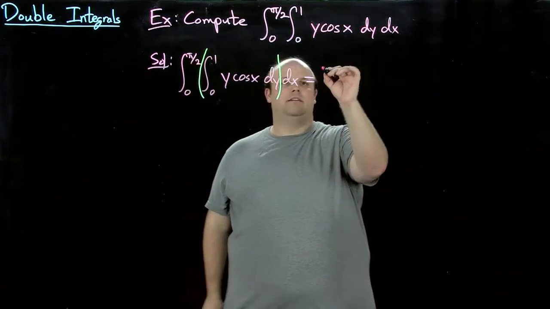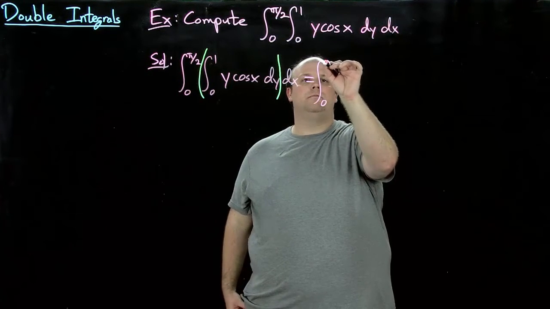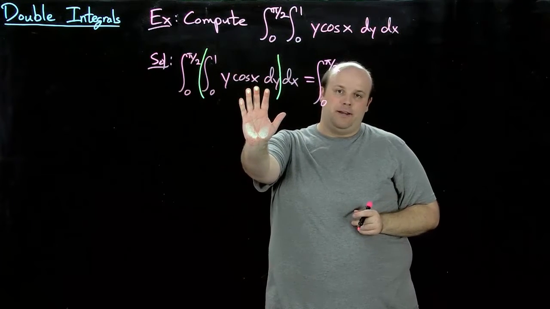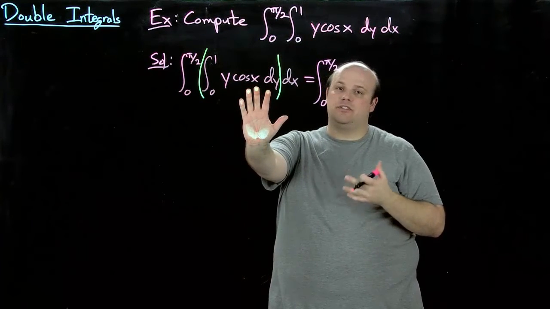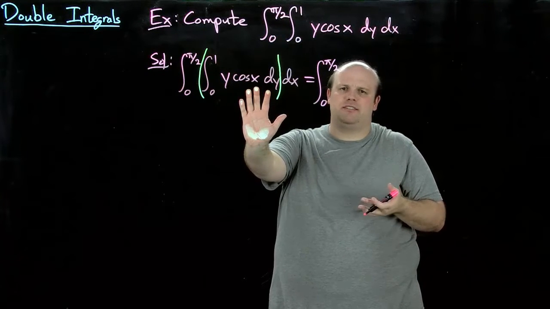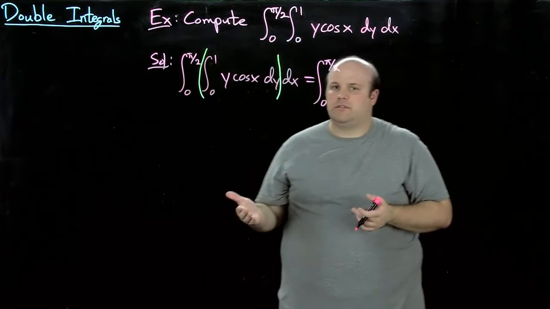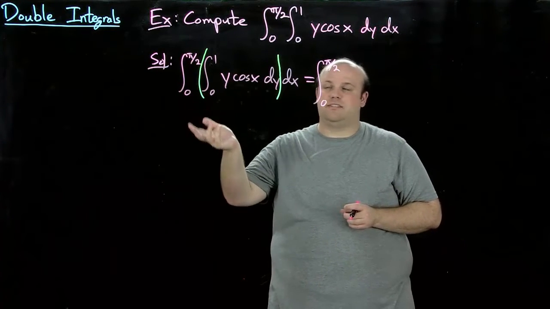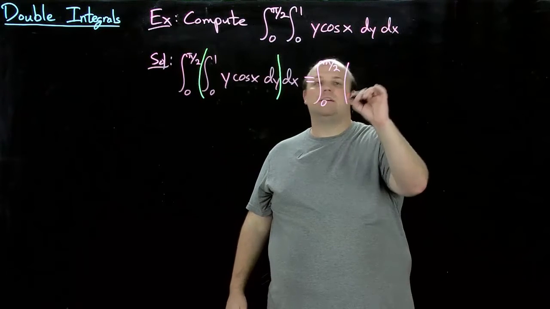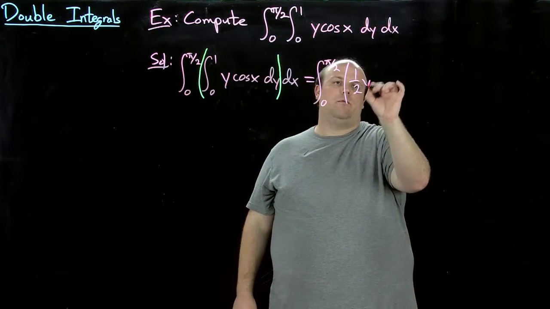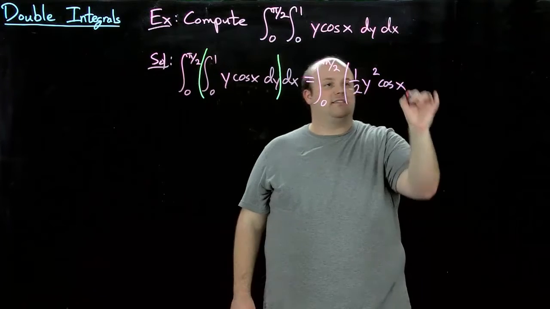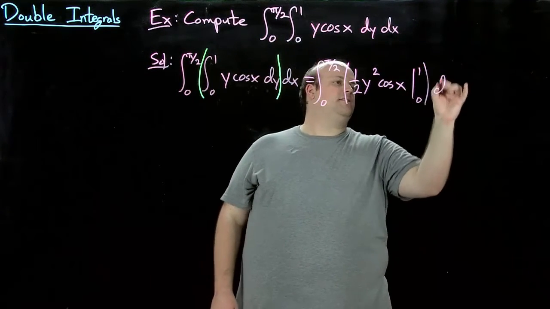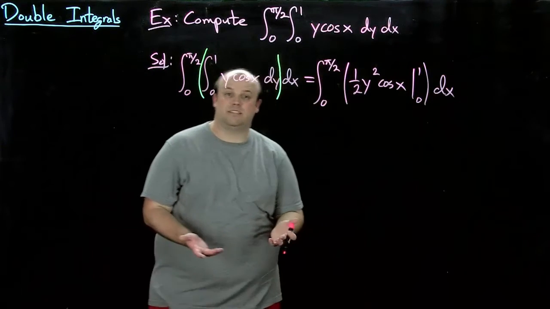So let's go ahead and do that. Integral from 0 to pi over 2. So if we're going to integrate y cosine x with respect to y, remember x, just like in partial derivatives, is pretty much a constant as far as y cares. So when we integrate it, we just treat all of cosine x as a constant and integrate with respect to y. So that gives us 1/2 y squared cosine x, and this is from 0 to 1, dx. Hopefully that makes sense.